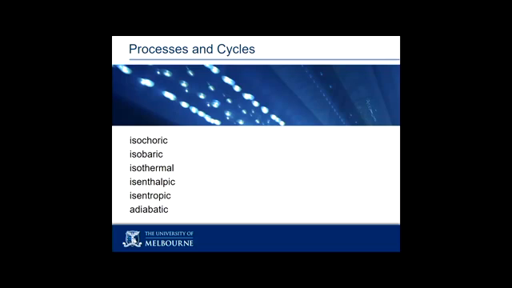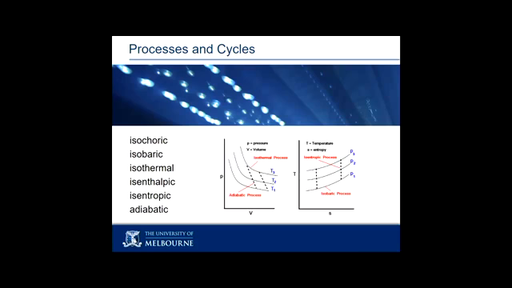And we will learn the code words for each of these processes. Nicely, almost all of the code words begin with iso something. And iso means constant. So we have isochoric, isobaric, isothermal, isenthalpic, isentropic, and then adiabatic, which doesn't have iso, but it means constant something or other. Actually, it doesn't mean constant. It means no heat transfer.